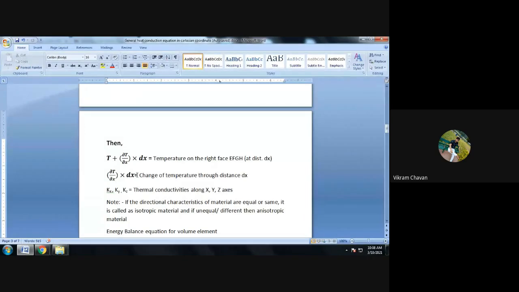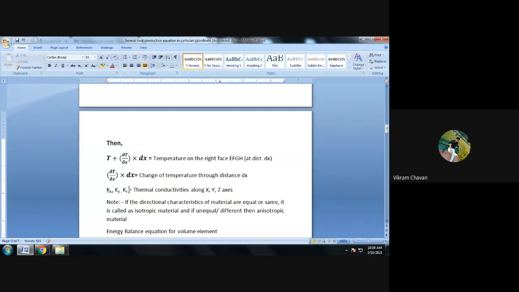Now what do we have to consider? The further thing we have to consider is that the thermal conductivity differs in every direction. In the initial condition we are considering that the thermal conductivity changes according to the direction. So the thermal conductivity of an element in the x direction will be considered as k suffix x, in the y direction as k suffix y, and in the z direction as kz.